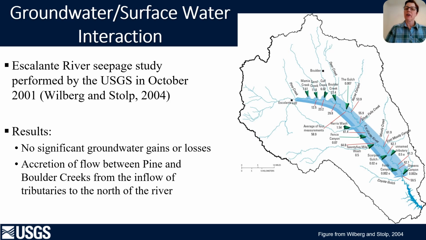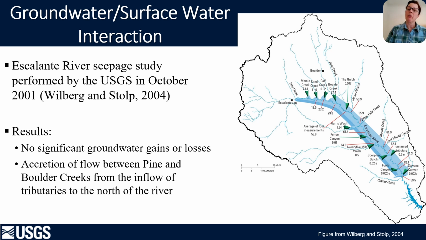To investigate groundwater and surface water interaction and verify the simulated flow paths from the groundwater model, the USGS performed a seepage study along the Escalante River in October 2001. Seepage studies are usually performed in the fall during dry periods when it is assumed that any gains in the river, aside from incoming tributaries, are from groundwater discharge to the stream. This figure shows the results of the study.